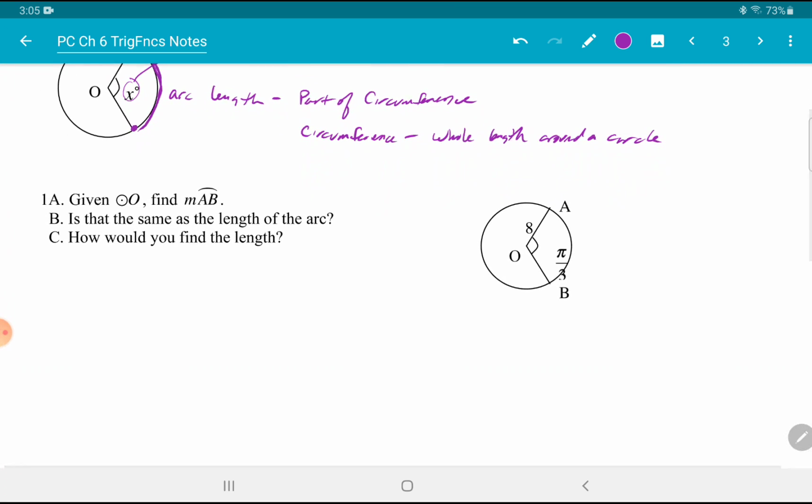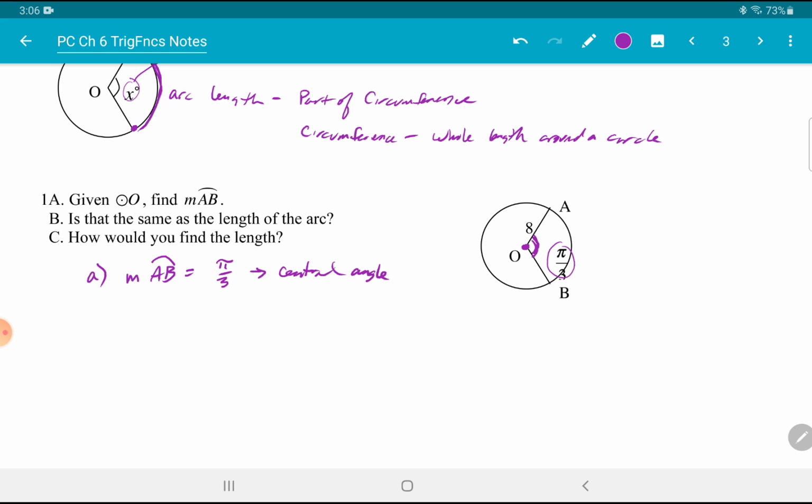So let's take a look at example 1 and find the arc length. Given circle O, find the measure of arc AB. Well, it actually tells us that right here. The measure of arc AB is given by the angle of pi over 3, and because we see that pi, it's in radian format. So for question A, the measure of arc AB is given by pi over 3. Remember that this is your central angle, where the center of the circle forms that angle measure given the radii.